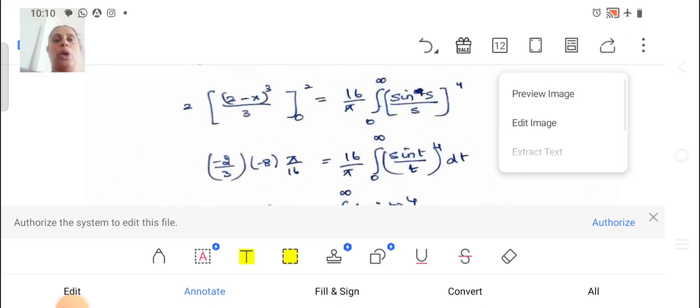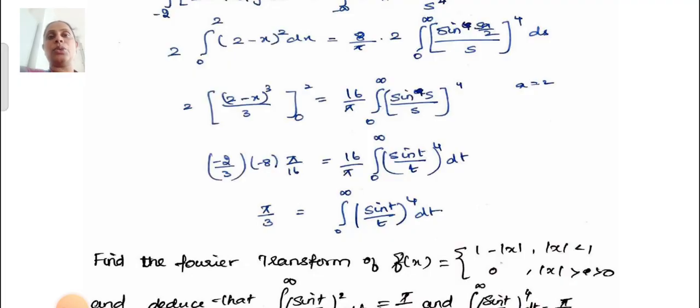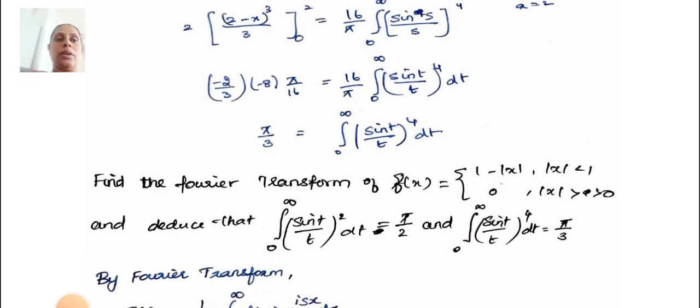So in this problem we learned what is the Fourier transform and what is the inverse Fourier transform, and how we have to use Parseval's identity. Okay, so in this class we learned what is the Fourier transform, what is the inverse Fourier transform, and Parseval's identity. Okay, so similarly we are going to solve similar problems.